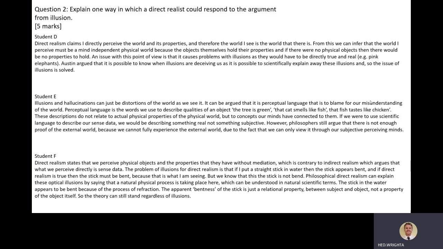Philosophical direct realism can explain these optical illusions by saying that a natural physical process is taking place here, which can be understood in natural scientific terms. The stick in the water appears to be bent because of the process of refraction. The apparent bentness of the stick is just a relational property between subject and object, not a property of the object itself. So the theory can still stand regardless of illusions.